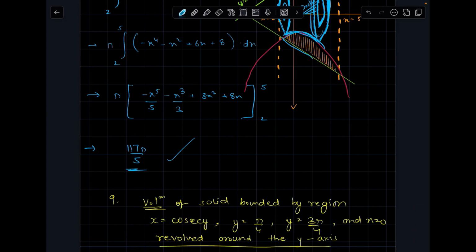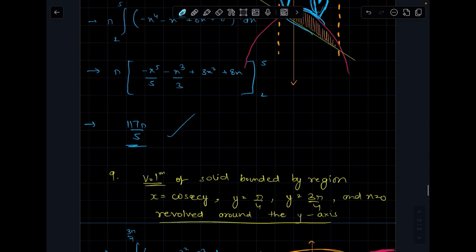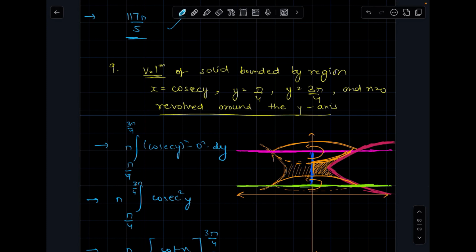The volume of a solid bounded by the region x is equal to cosec y, y is equal to pi by 4, y is equal to 3 pi by 4, and x is equal to 0 revolves around the y-axis. So this is how your diagram should look. This is your cosec y, this is pi by 4, this is 3 pi by 4, and this is of course your x is equal to 0 or the y-axis.